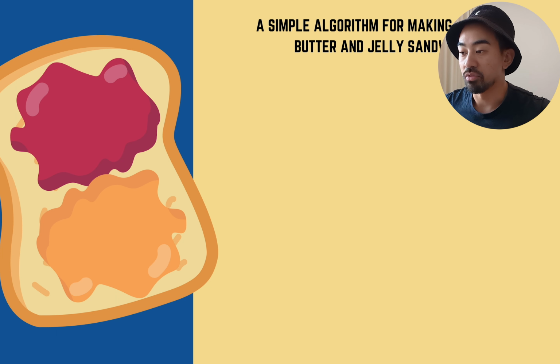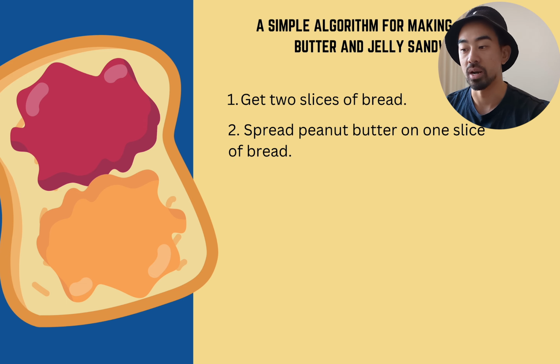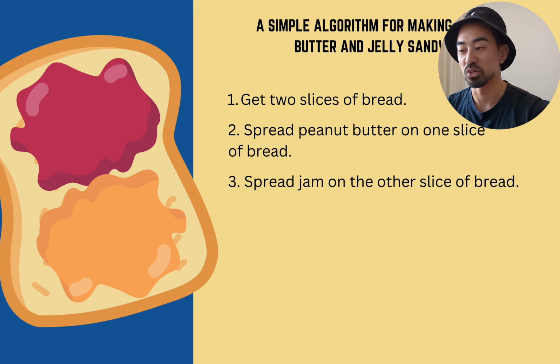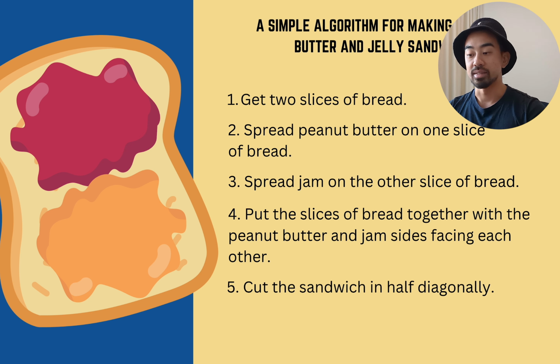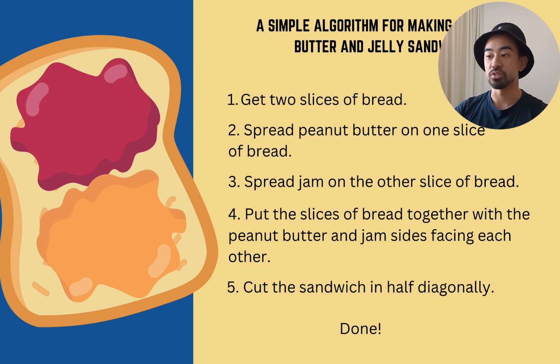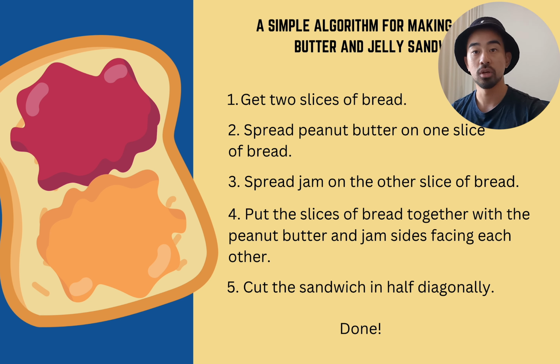So for example, I've got a simple algorithm for making a peanut butter and jelly sandwich. Step 1, get 2 slices of bread. Step 2, put peanut butter on one slice of bread. Step 3, put jam on the other slice of bread. Step 4, put the slices of bread together with the peanut butter and jam facing one another. And step 5, cut the sandwich in half diagonally. Done. So as you can see, it's just a set of simple steps such that step 2 depends on step 1, step 3 depends on step 2, and so on and so forth. So this is an example of an algorithm.